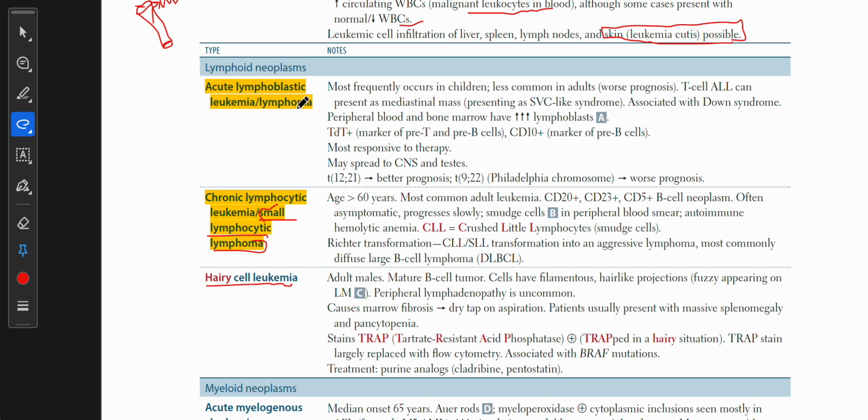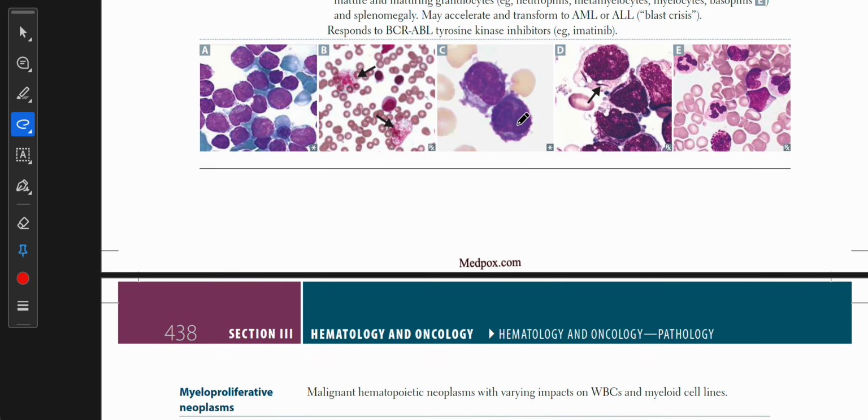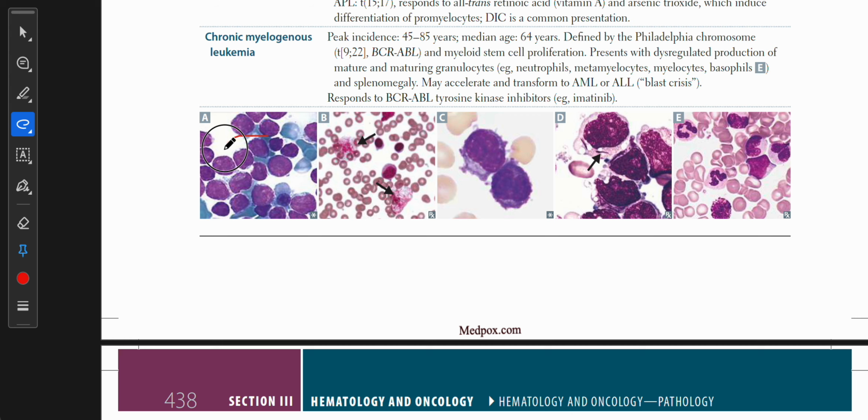In acute lymphoblastic leukemia or lymphoma, it most frequently occurs in children. So the distribution is children. It is less common in adults, but if it occurs in adults, it has a worse prognosis. T cell ALL can present as a mediastinal mass. You have to remember this, presenting with a superior vena cava-like syndrome. So T cell ALL usually presents with a mediastinal mass, and it is associated with Down syndrome. Peripheral blood and bone marrow have an increase in lymphoblasts. Let's see in the figures. These are lymphoblasts right here.